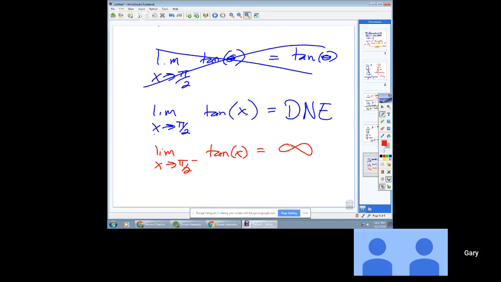Infinity. I'm sorry, left side. And then on the right side, all right, left and right challenge. You're going to correct me if I screw that up ever. Pi over 2 on the right side, the tangent of x is dropping forever, decreasing forever. Since they don't do the same thing, we can't say it's infinity or negative infinity. We just say it does not exist.